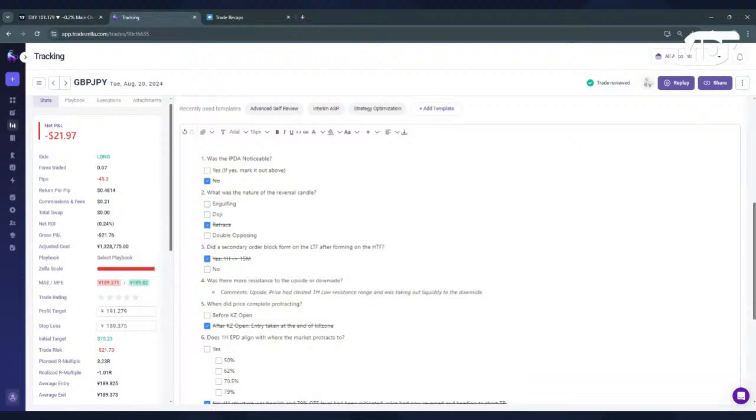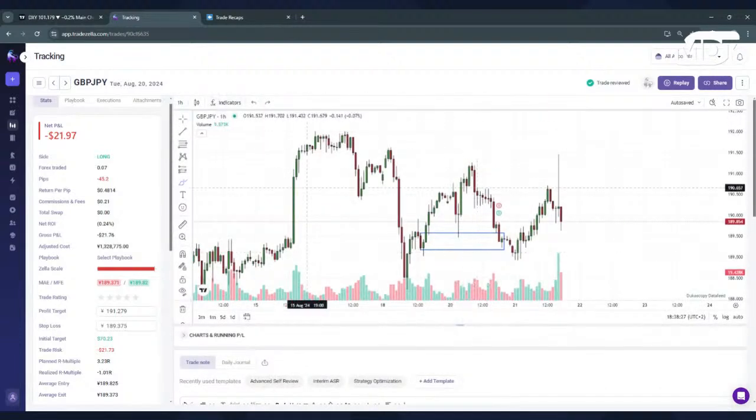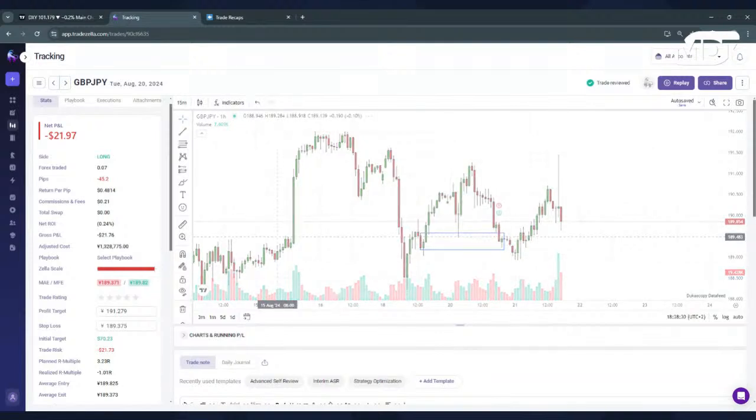When did price complete protracting? After the kill zone. Entry was taken at the end of the kill zone as well. So just jumping back down to the 15-minute.